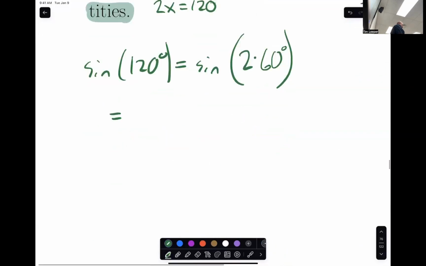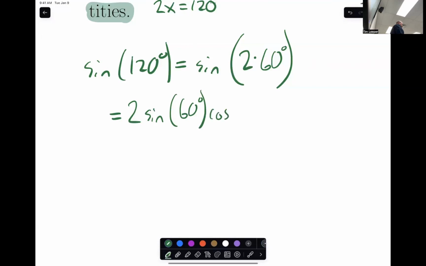So I'm going to put this as 2 sine of the angle here, which is 60 degrees, times cosine of the angle here, which is 60 degrees. Just plugging that 60 degrees in for the x there. And then just simplify. So this will be 2 times, what is sine of 60 degrees? Square root of 3 over 2. Times cosine of 60 degrees.